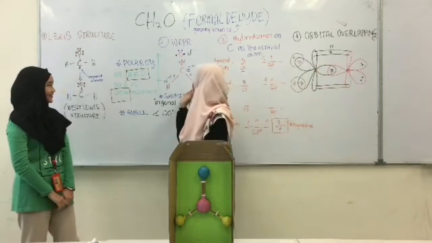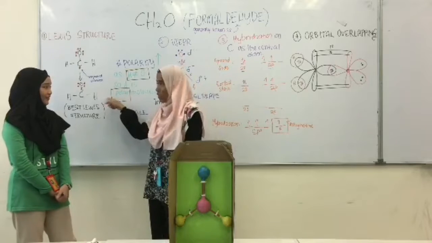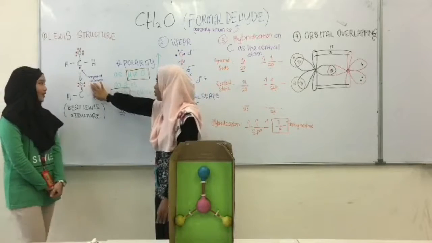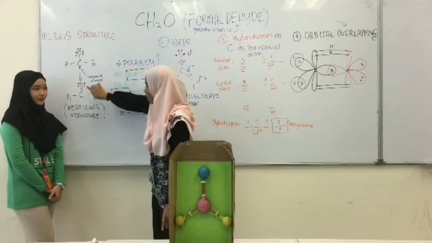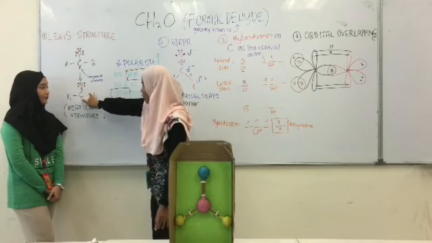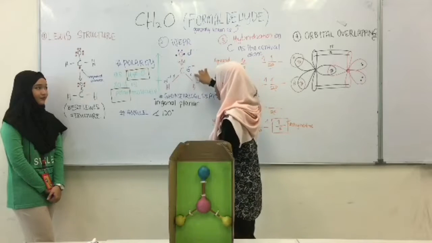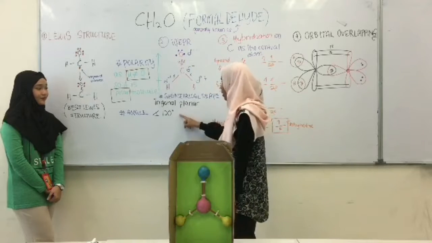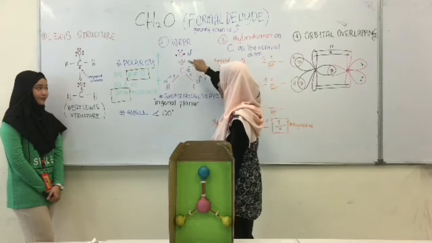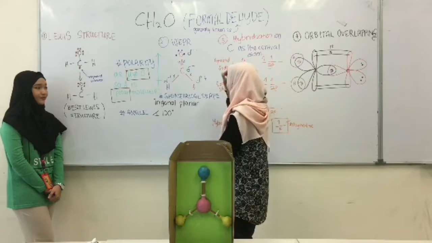Okay, as we know, CH2O has this structure. The presence of two lone pairs will repel the 2 H and form a trigonal planar shape. The angle will be 120 degrees as 360 divided by 3.